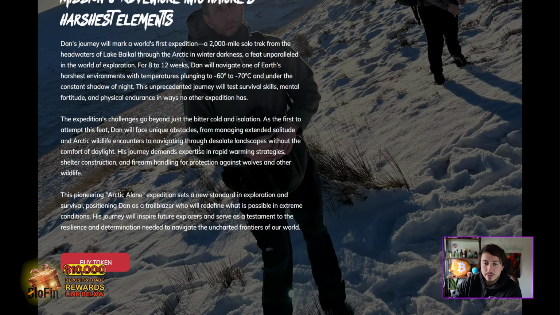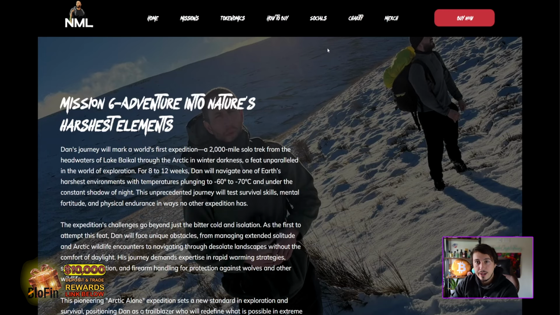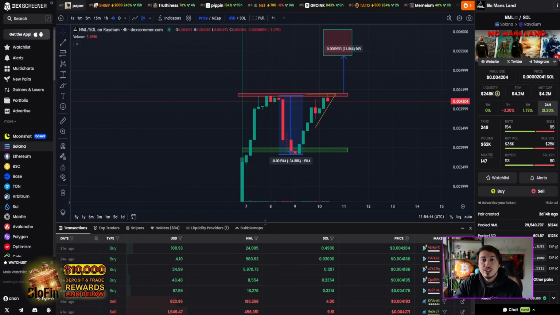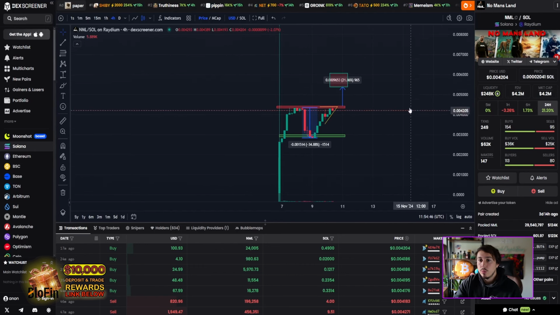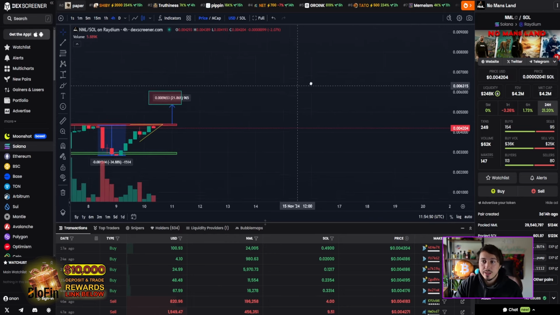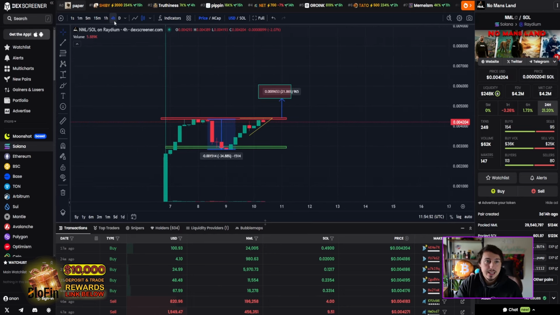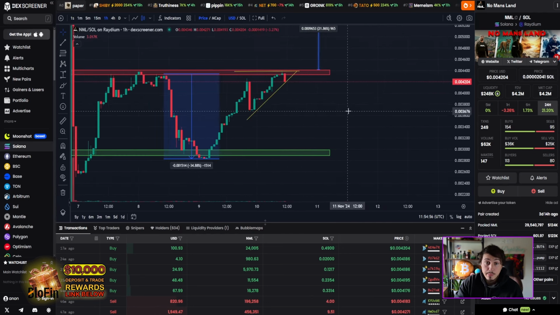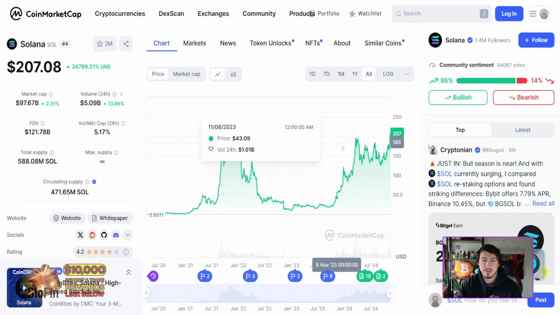So I think that alone just tells you how serious this coin is going to be when people start to talk about it. And it does fit that movement mission meme coin supercycle. So I do potentially think we are looking at a new coin that will hit 25 to 50 million market cap or more in the future. And that's looking at a 5 to 10x from where we currently are. So we just have to wait for now to see what might happen. Fingers crossed, we'll see something very, very bullish.